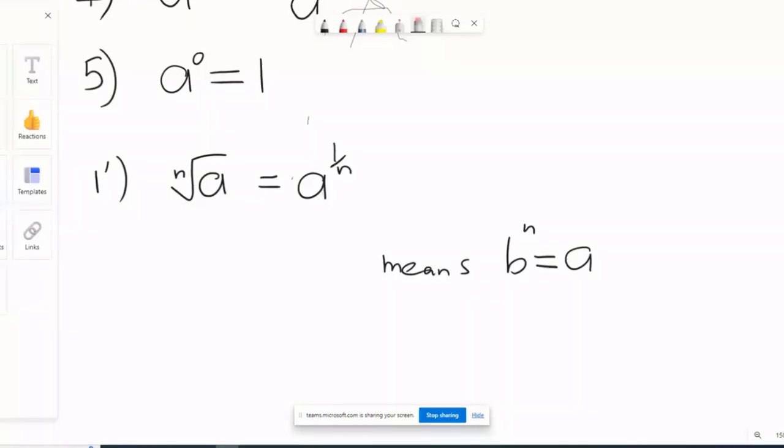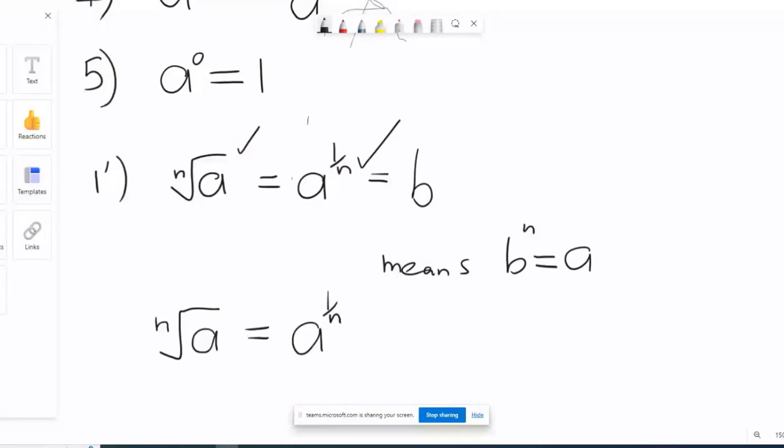Just making the statement, maybe refine it a bit. The nth root of a can be written in exponential form as a to the 1 over n, and it just means that if I say this is equal to b, then b times b, n times, gives you a. Why is that so? Maybe some people need some persuasion as to the truth of that.